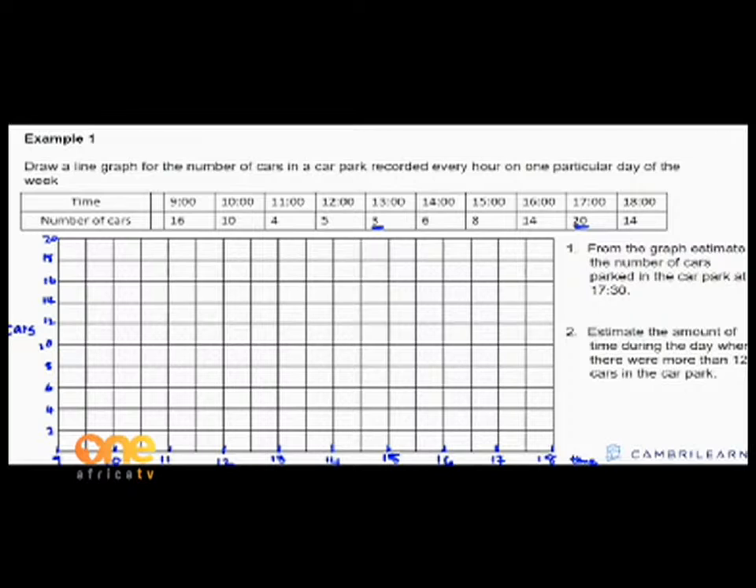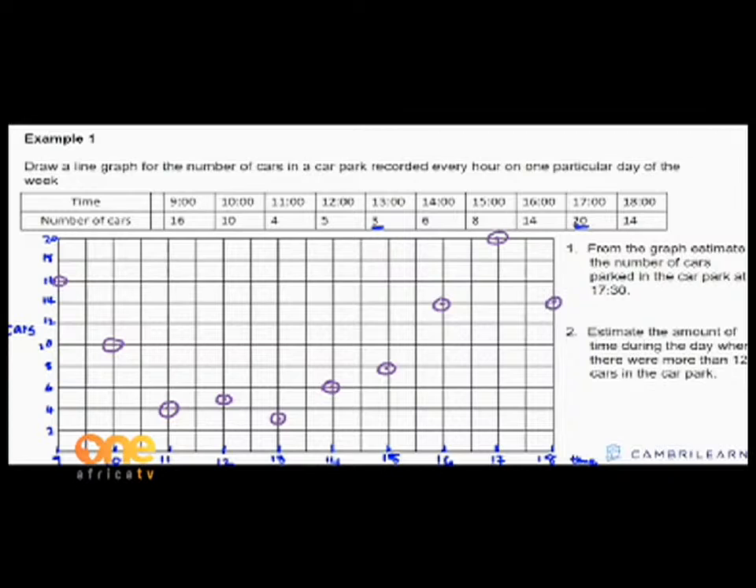So at 9 o'clock there are 16 cars. We mark that off. At 10 o'clock there are 10 cars. At 11 o'clock there are 4 cars. At 12 o'clock there are 5 cars. So we're going to have to go between the 4 and the 5. At 1 o'clock there are 3 cars. So we're going to go between the 2 and the 3. At 2 o'clock there are 6 cars. At 3 o'clock there are 8 cars. At 4 o'clock there are 14 cars. At 5 o'clock, that's our peak, there are 15 cars. And at 6 o'clock there are 14 cars.